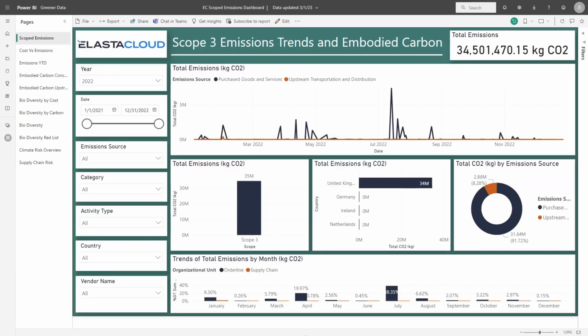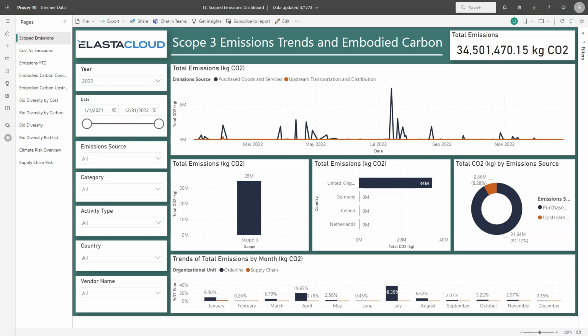The purpose of the Scoped Emissions Trends page is to give an overview of your Scope 3 emissions and allows us to show how we can provide insight at a high granularity. For this demonstration, we will look at Category 1, Purchased Goods and Services, specifically focusing on embodied carbon, and Category 4, Upstream Transportation and Distribution, identifying upstream road travel.